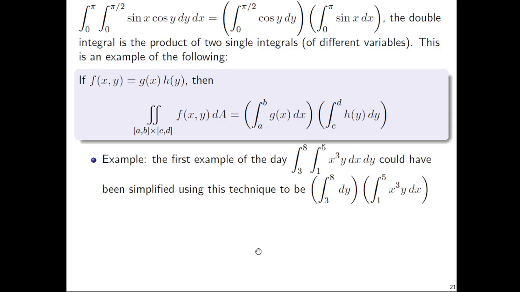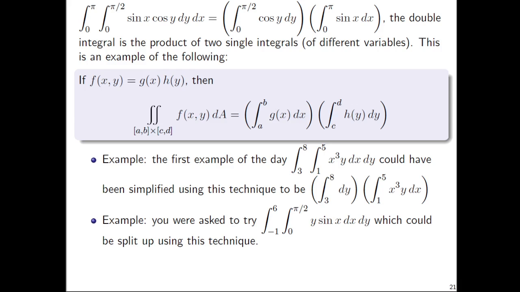So for example, in the first example we looked at for the day, x cubed y is a product of independently the x cubed times a y. So this y belongs over here. It could be integral 3 to 8 of y dy, and then integral 1 to 5 of x cubed dx.